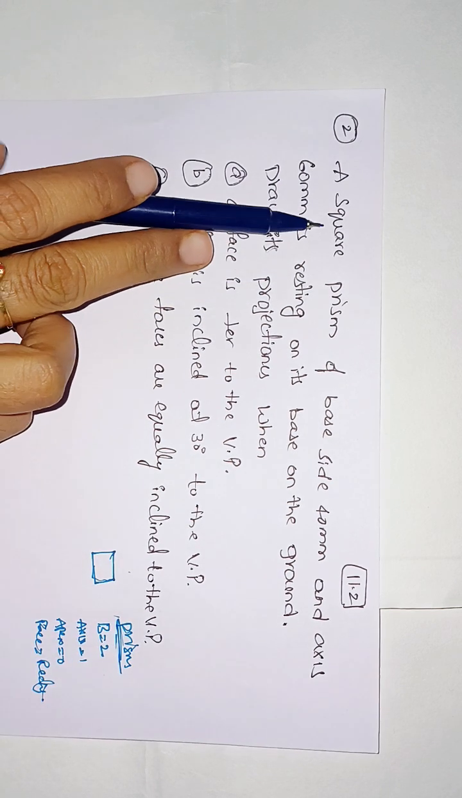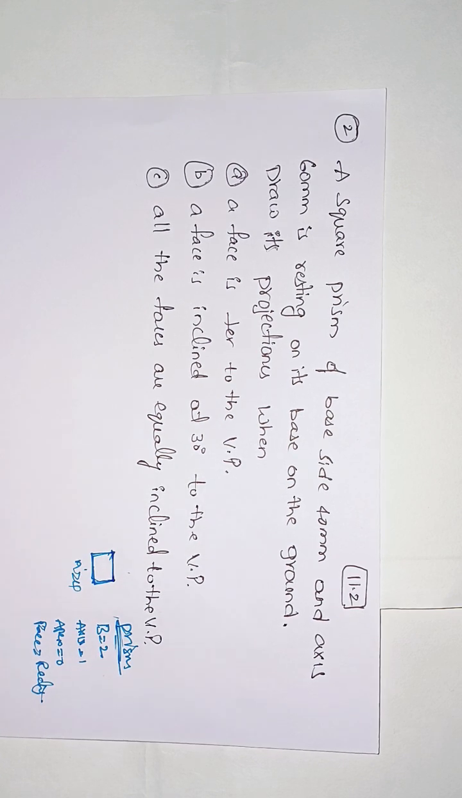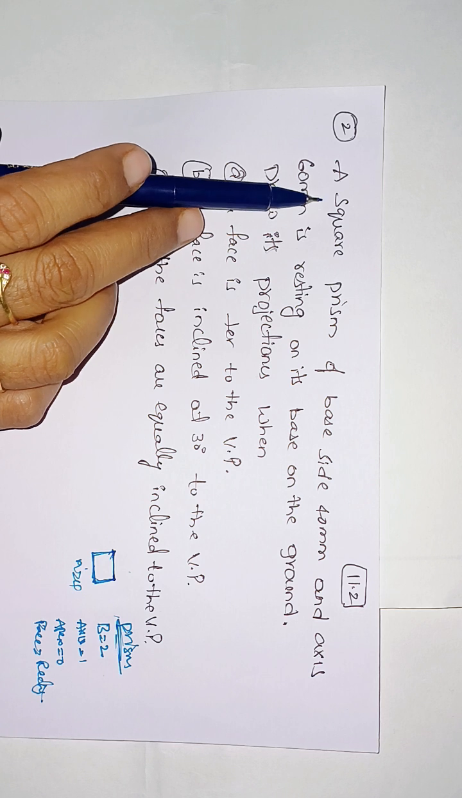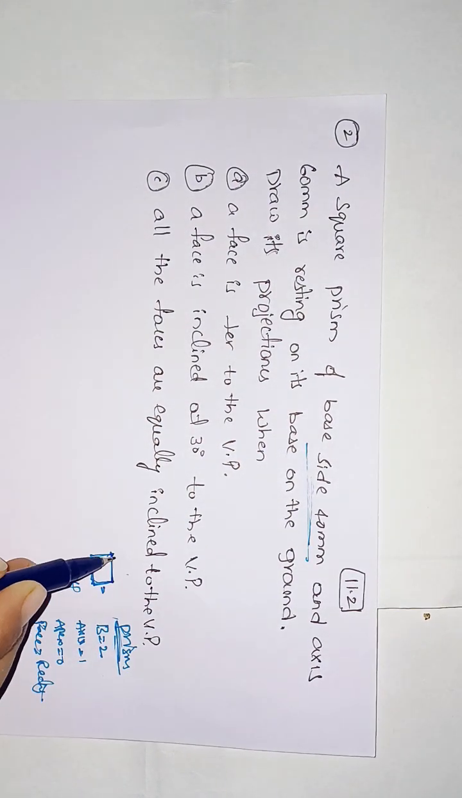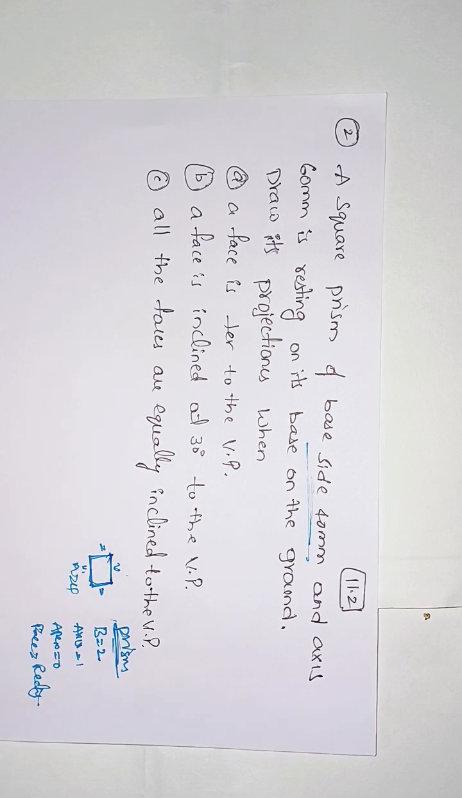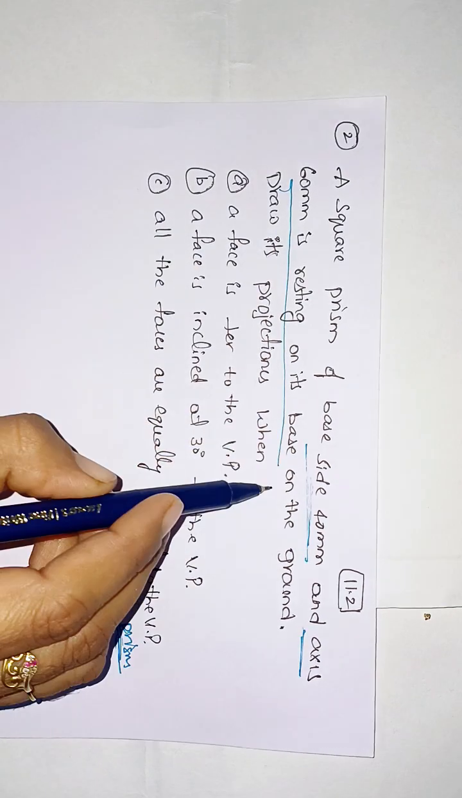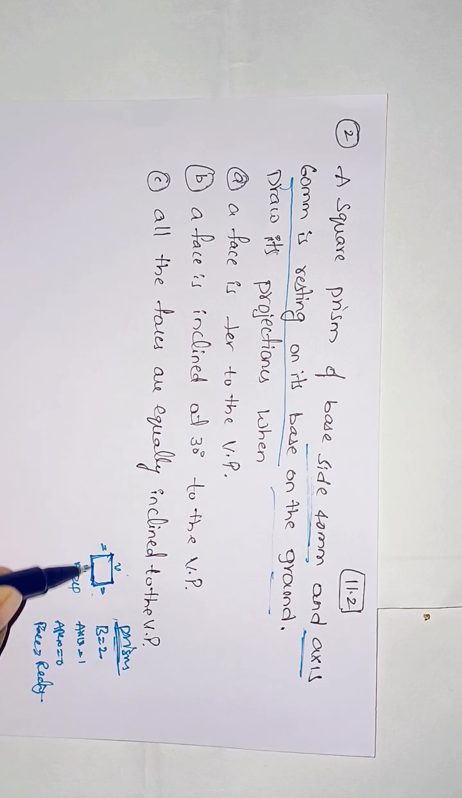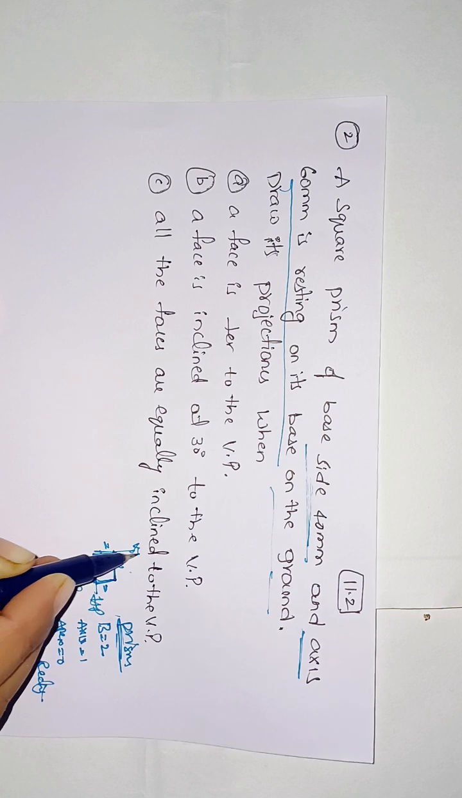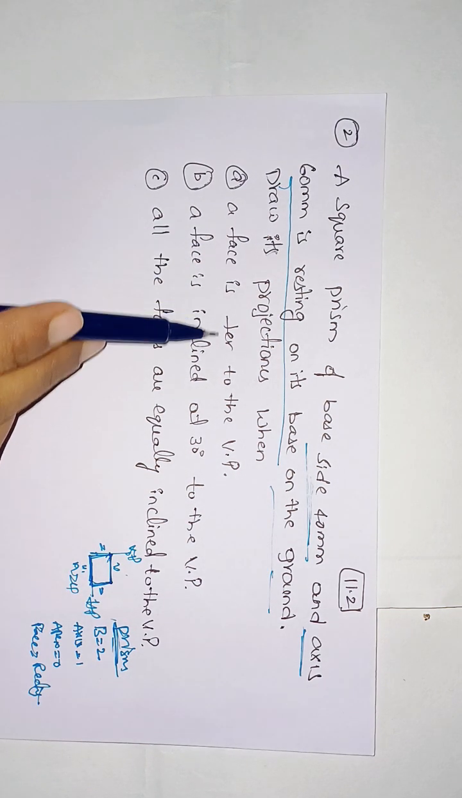And here the object is a square. Square means you have to draw four sides. N is equal to 4 means four sides. So here the question is a square prism of base side 40 mm. Base side means one side is 40, so all four sides are 40, 40, 40. And the axis is 60 mm, resting on its base on the ground. The base on the ground means that is HP, and this one is VP.